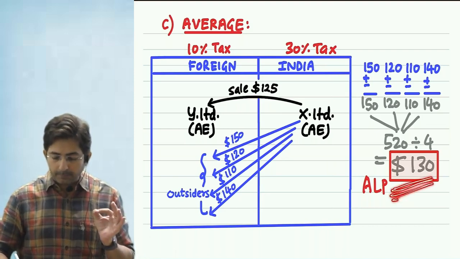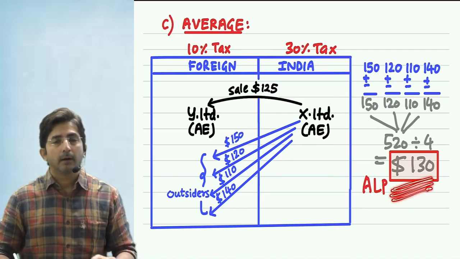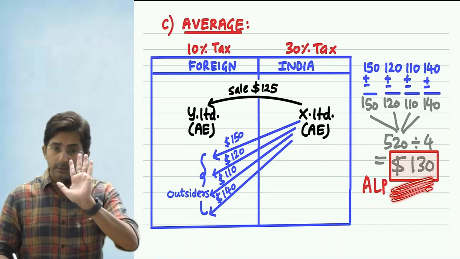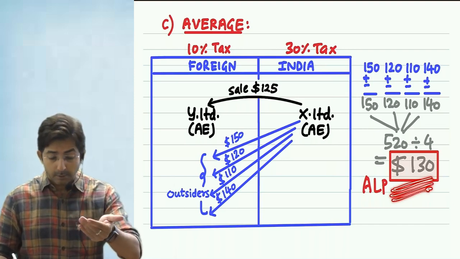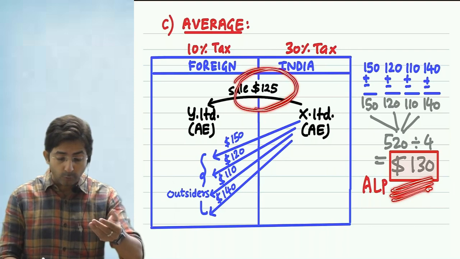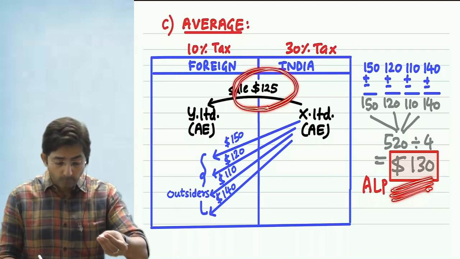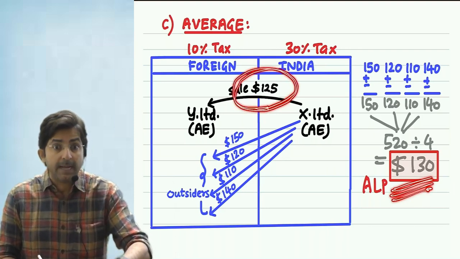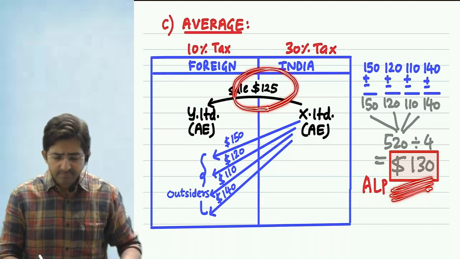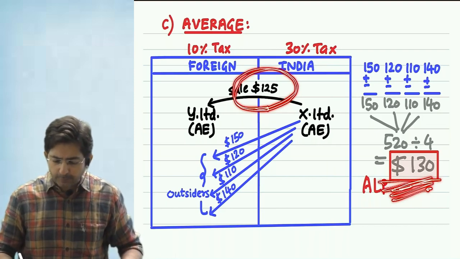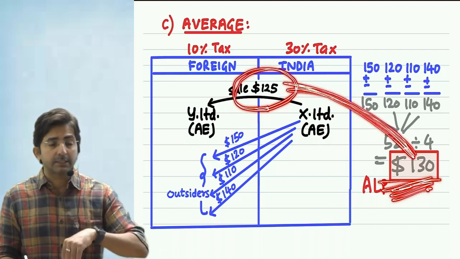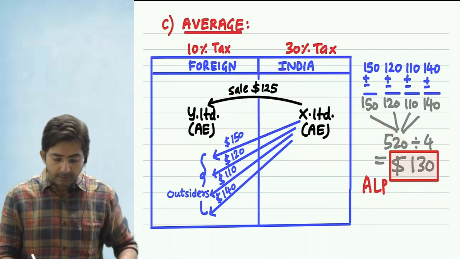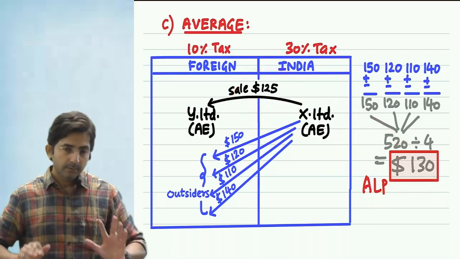Since the ALP is $130, the genuine sale price is $130. But the assessee has shown only $125, shown less, cheating. Hence, the difference of $5 shall be added to the income of X Limited. This is the way we write.